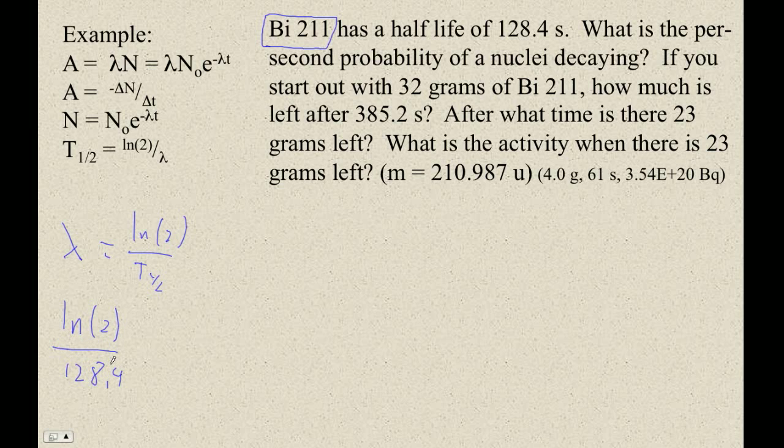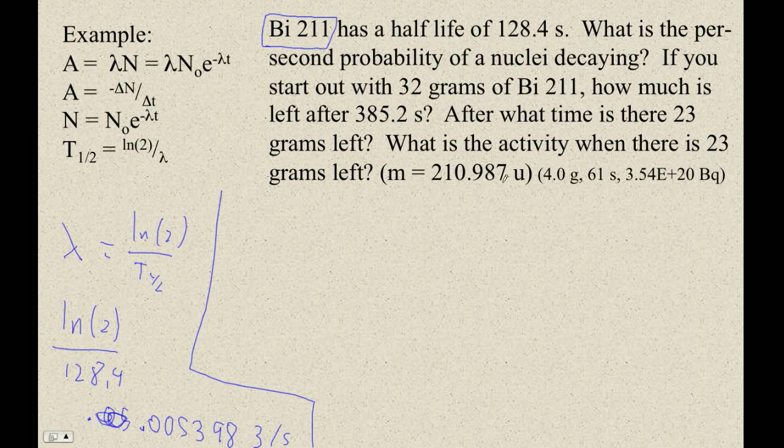Okay, ln of 2 divided by 128.4, and I get that it's 0.05, oh, I'm sorry, 0.005398.3, and I'm going to store that in A. Okay, and that's a per second probability, right?